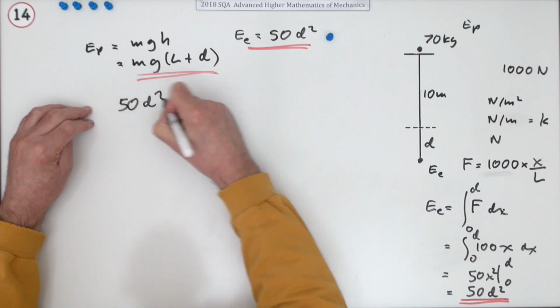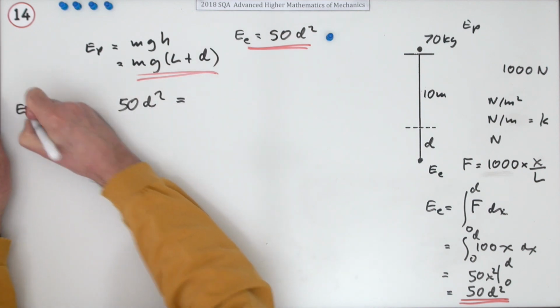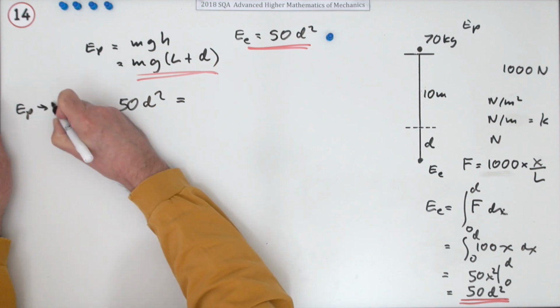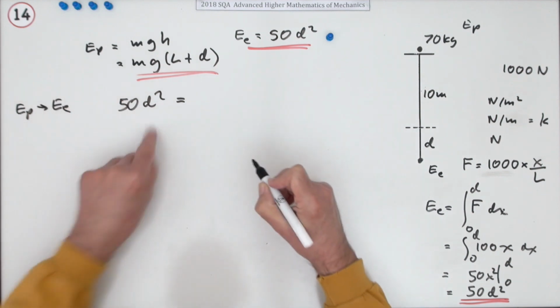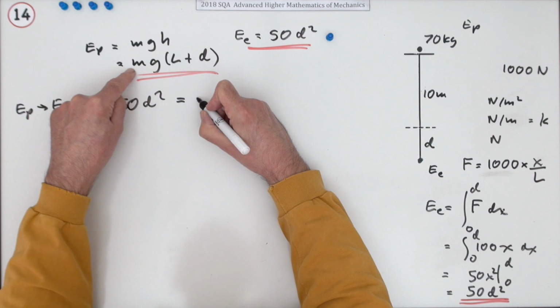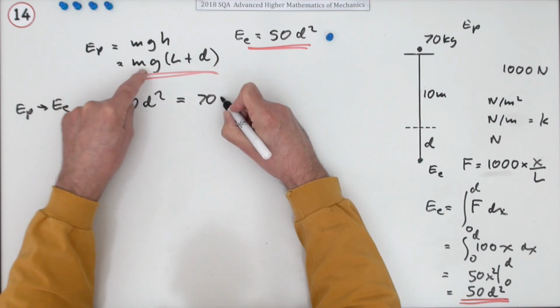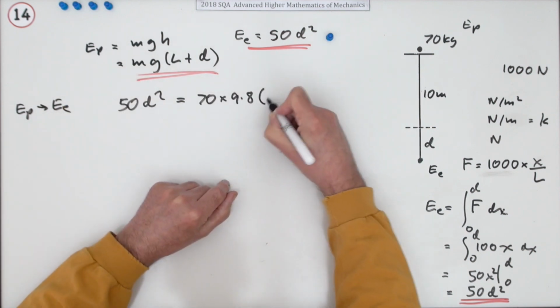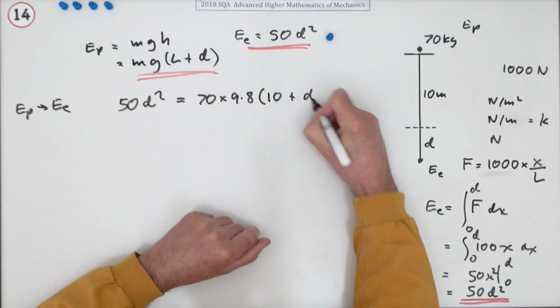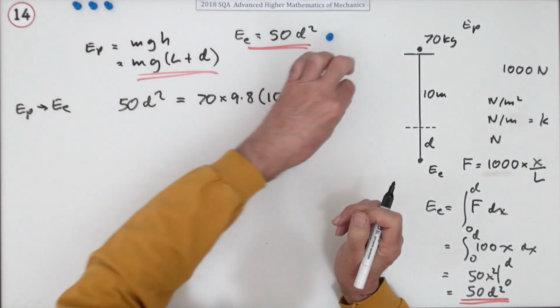So 50d squared, I'm just putting this up there in this way. The potential energy gets transferred into elastic energy. So 50d squared will be, I'll put the figures in now, 70 times 9.8 times 10 plus d. Doing that gets the mark.